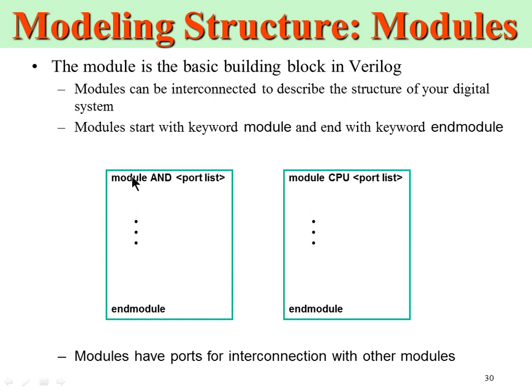The name of the module should be something more synonymous with your design. If this is an AND gate, you can call this module AND or AND2 or AND3, whatever your AND gate is. If you're developing a processor, your module could be CPU or CPU top, for example, if it's a top level design. Then followed by the port list and then end module.